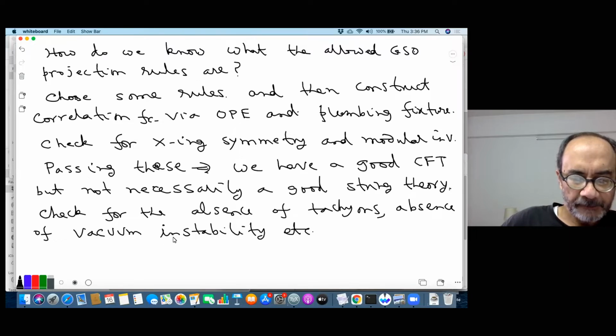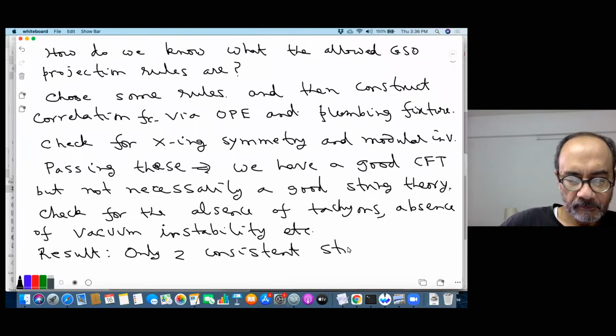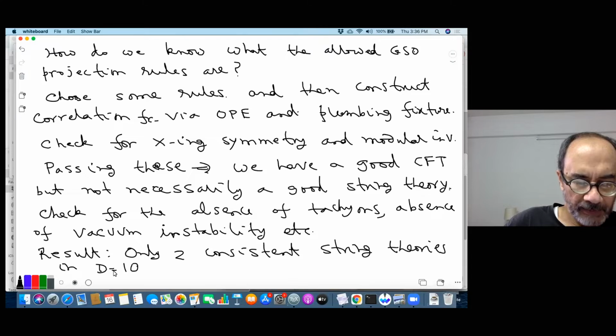Here you can basically use the QFT techniques to analyze all these questions. And after doing that, the result that one finds is that you have only two consistent string theories in D equal to 10. Of course, you can compactify, wrap up the extra dimensions onto small spaces. But in 10 dimensions, you have two consistent string theories. And these are the type 2A and type 2B string theories that we described.